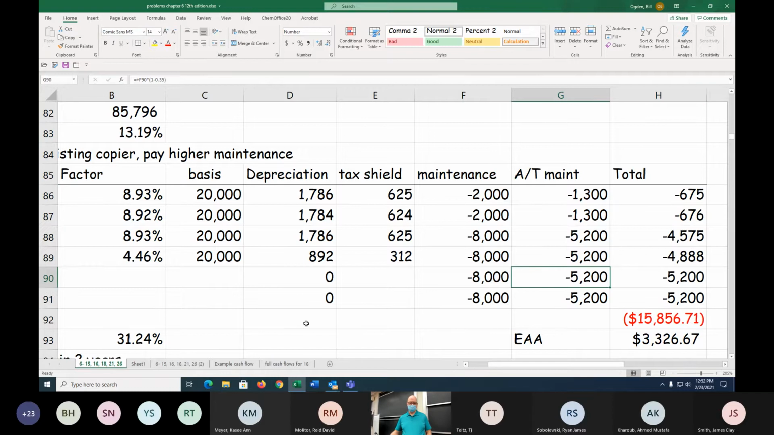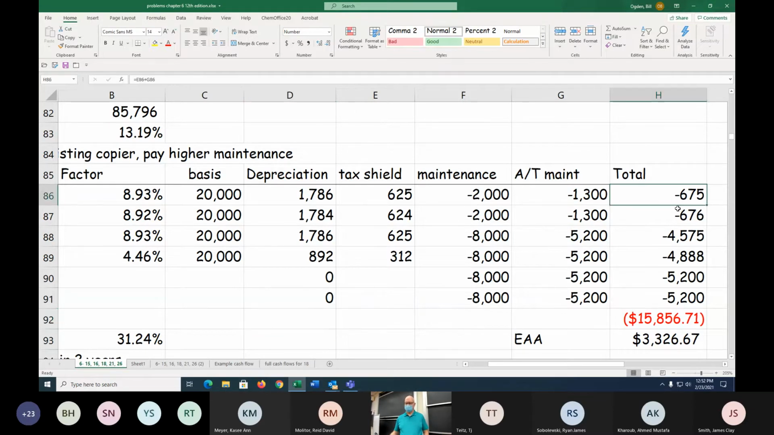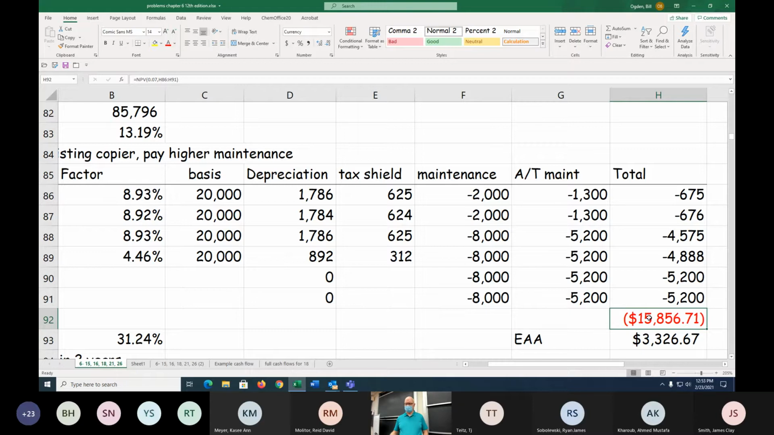So for example, this last one is what? There's no depreciation. So it's just minus 8,000 times minus 0.35, right? We got the 5,200. Right, so then I take the present value of these 6 cash flows, and at 7%, that's what I get.